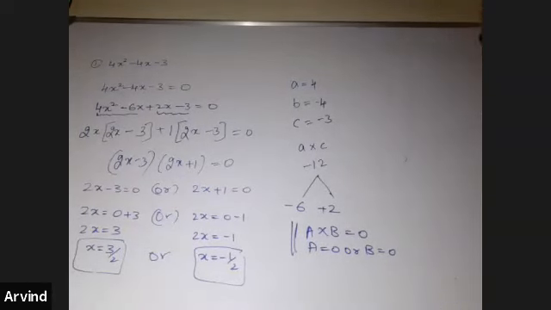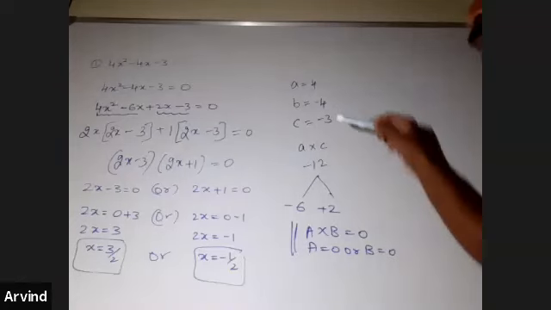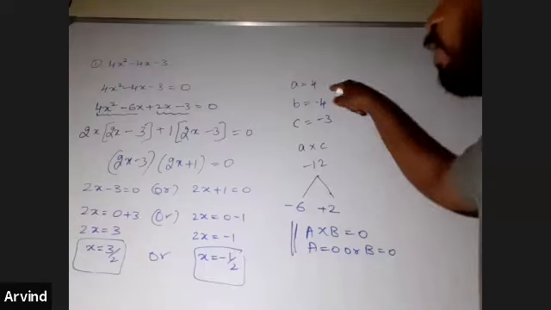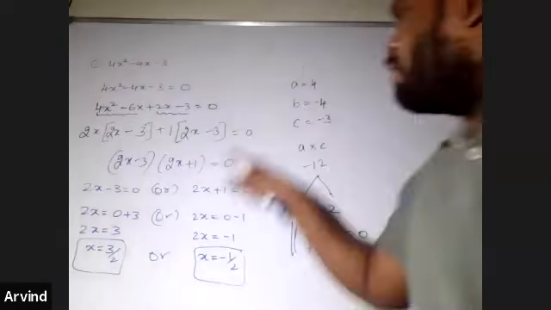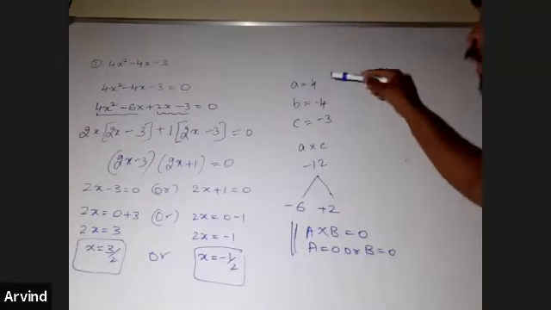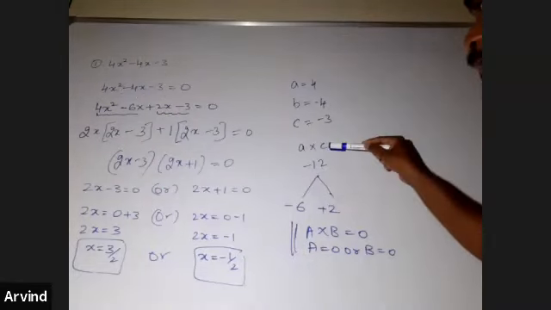Okay. Yes, multiplying the middle term, we have to find a, b, c, right? The very next step is finding the coefficients a, b, c. What is a? Coefficient of x square. b is the coefficient of x. c is the separate number. Next, we have to multiply a and c.